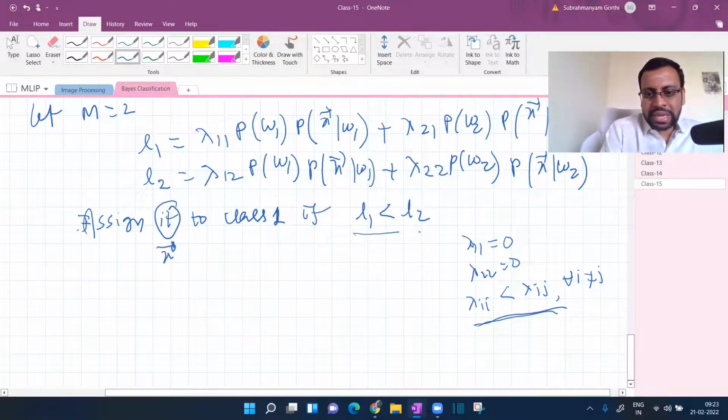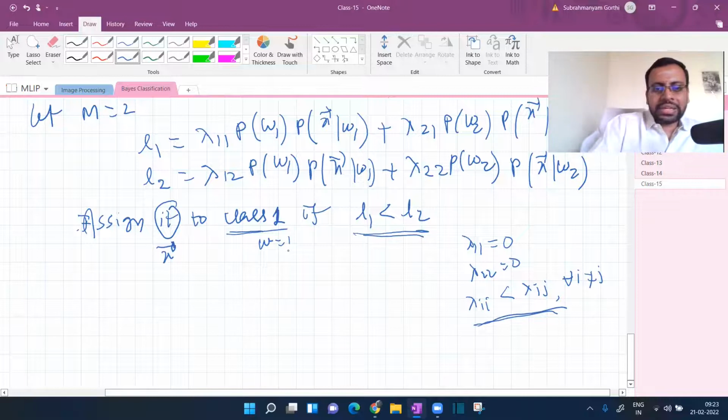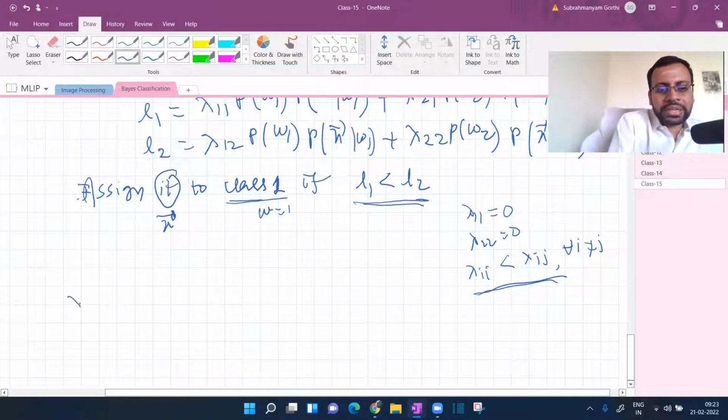So if L1 is less than L2, then I will assign this to class 1. Okay, for omega equal to 1, I will assign that. Let's write that expression now. When do I assign that?